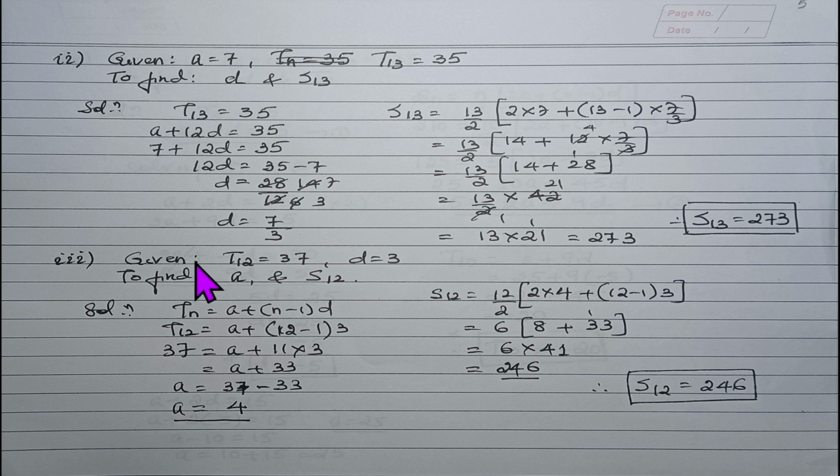Now given T12 is equal to 37, d is equal to 3. Now we have to find a and S12. T12 is equal to 37, d is given, a we have to find, and S12 also we have to find. So let us use the formula Tn is equal to a plus n minus 1 into d. T12 is 37. So T12 is equal to a plus 12 minus 1 into 3, and it is 37. 37 is equal to a plus 11 into 3, a plus 33. a is equal to 37 minus 33, and a is equal to 4. So we have got the value of a here.